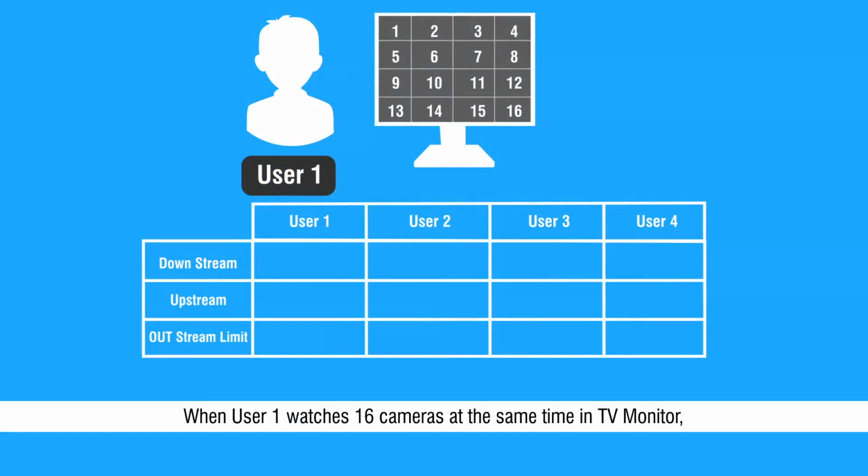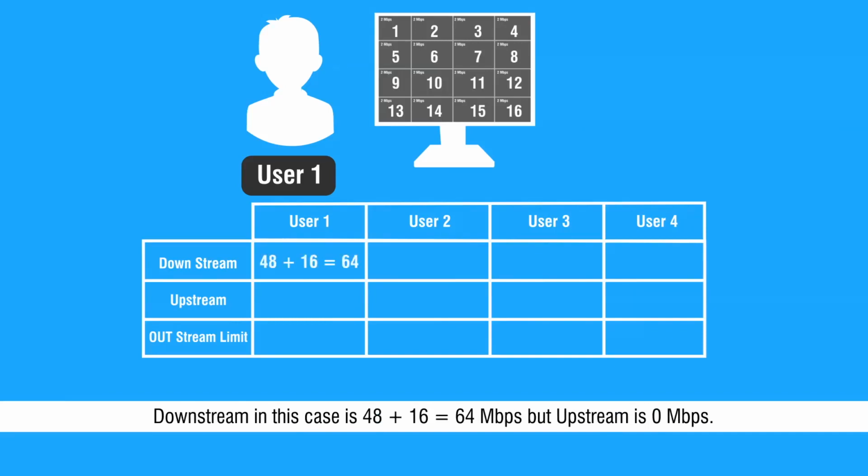When user 1 watches 16 cameras at the same time in TV monitor, downstream in this case is 48 plus 16, that is 64 Mbps, but upstream is 0 Mbps. First 48 is because of the recording streams and the second 16 is because of the live streams. Also, outstream limit is 16.